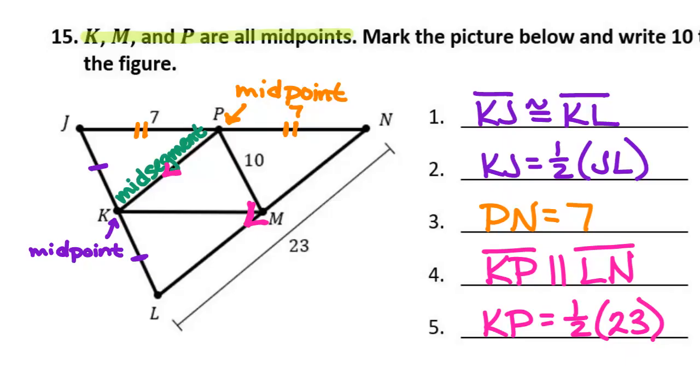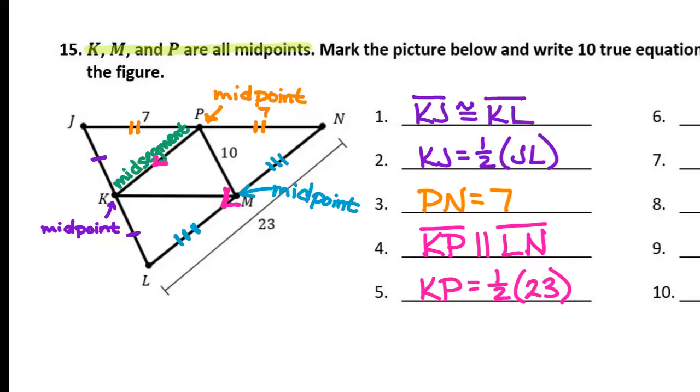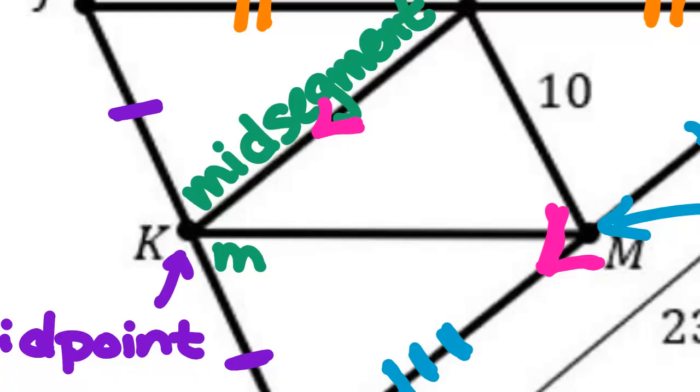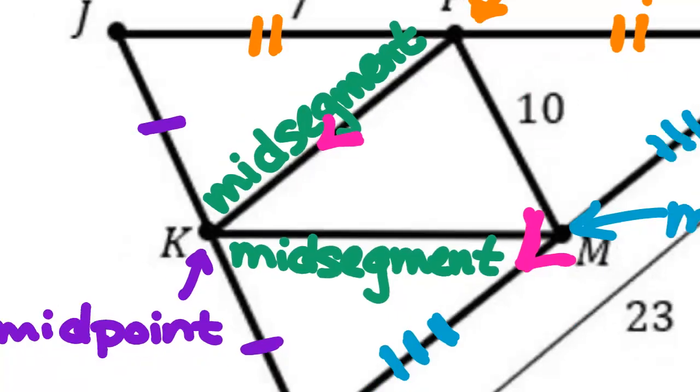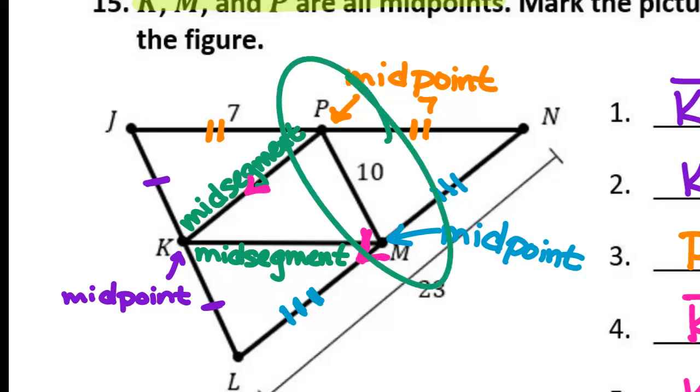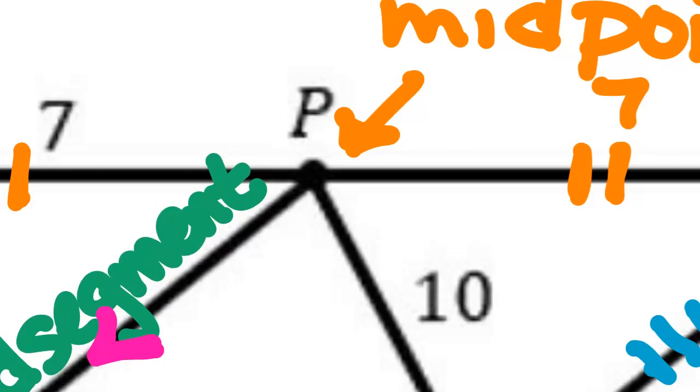We said that M was also a midpoint. So ML is congruent to MN. Which means that KM gets called a what? A mid-segment again, yes. Connects two midpoints together, so it is a mid-segment. What is PM? Also a mid-segment, yes.